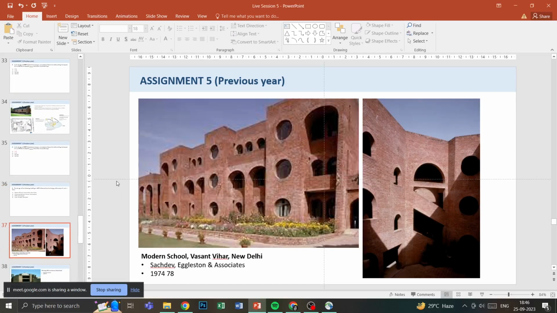First is Modern School, Vasant Vihar, New Delhi. It was designed by Sachdev, Eggleston and Associates in 1974 to 1978. When you look at this building, you can see very well that it has been highly inspired by Louis I. Kahn's work at IIM Ahmedabad. You can see the use of semicircles, arches, huge circular openings, exposed brickwork. Even the massing is very similar to Louis I. Kahn. So this is definitely inspired by Louis I. Kahn's work.